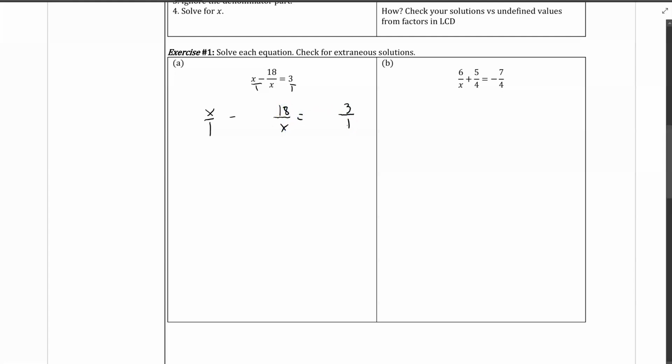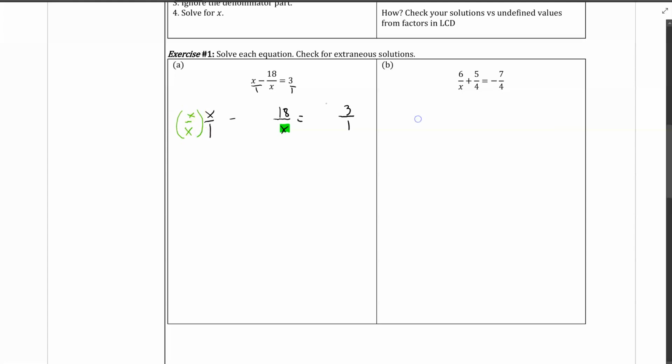Now if you take a look at the denominators, we have 1s and we have x's. So what's happening for this problem is the first fraction is missing an x, and so we will multiply the first fraction by x over x. And then the third fraction is also missing an x, so we'll multiply both the bottom and the top by x. And then we don't need to multiply the second fraction by anything.